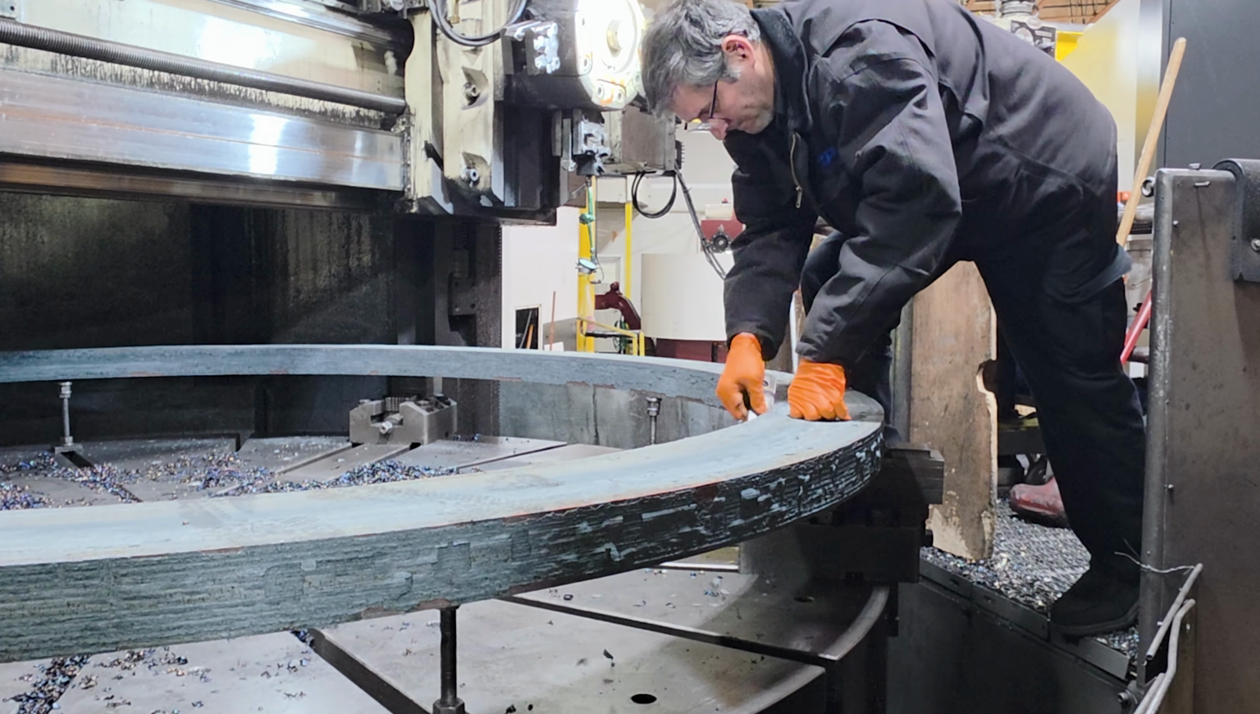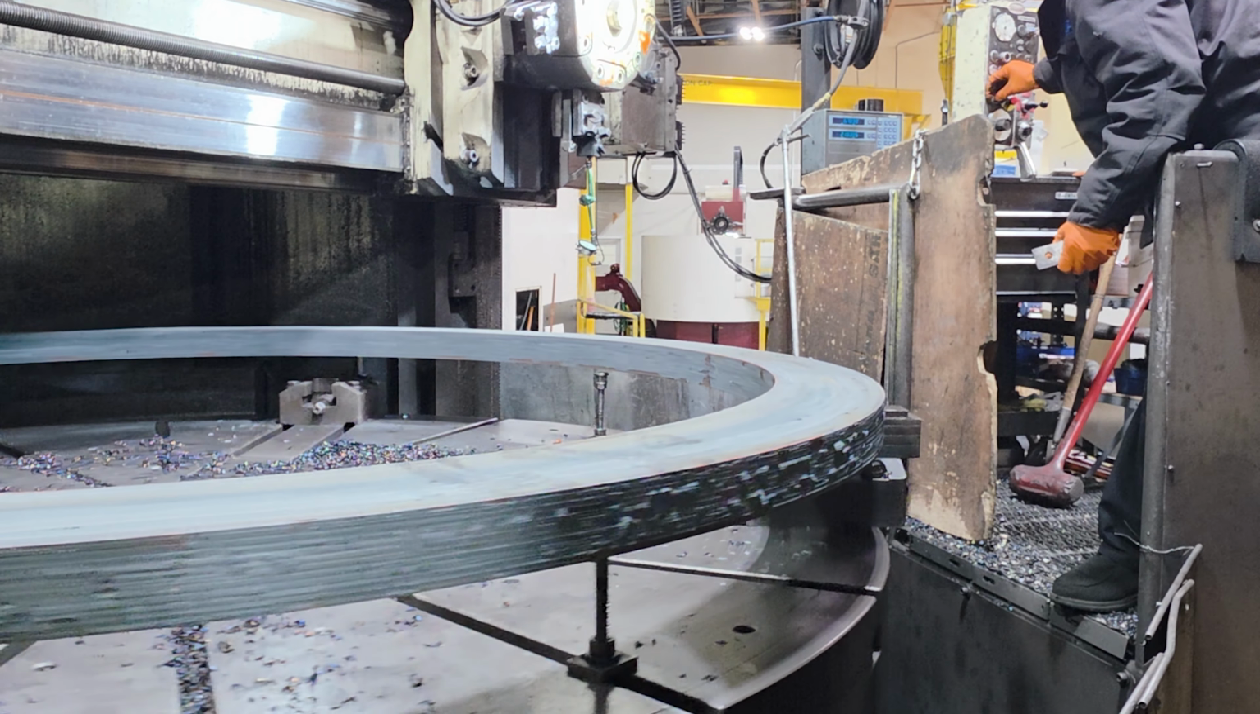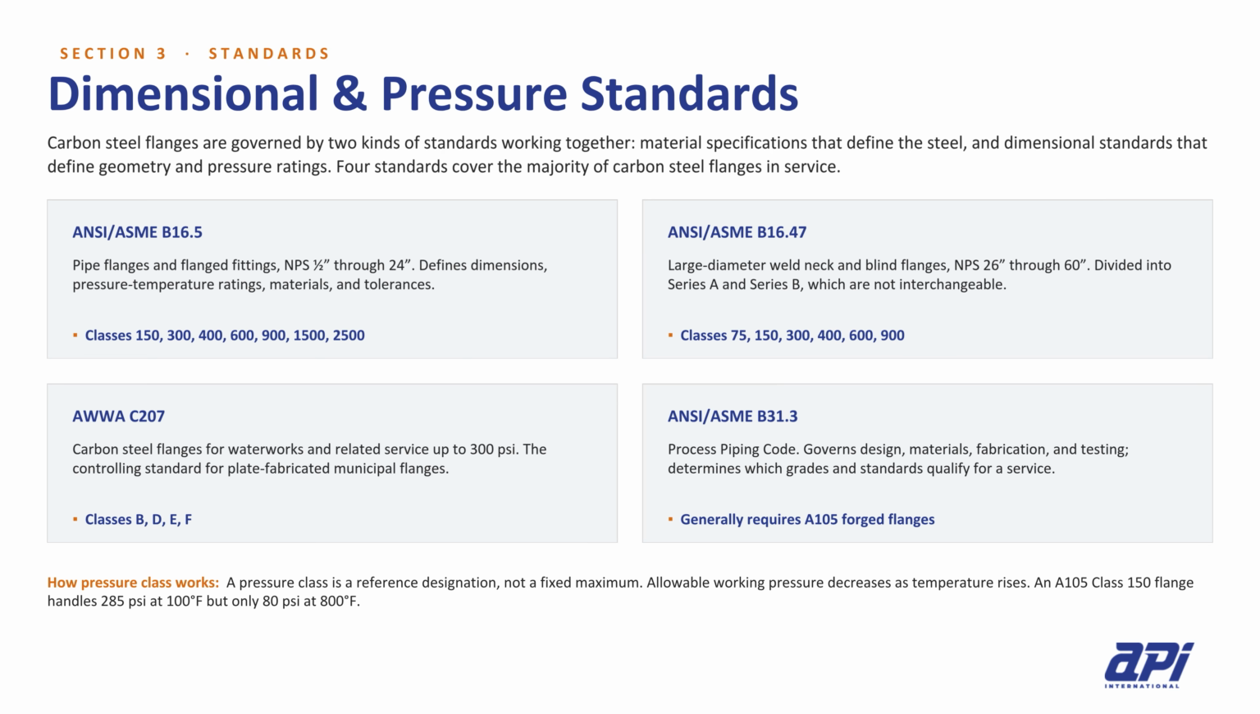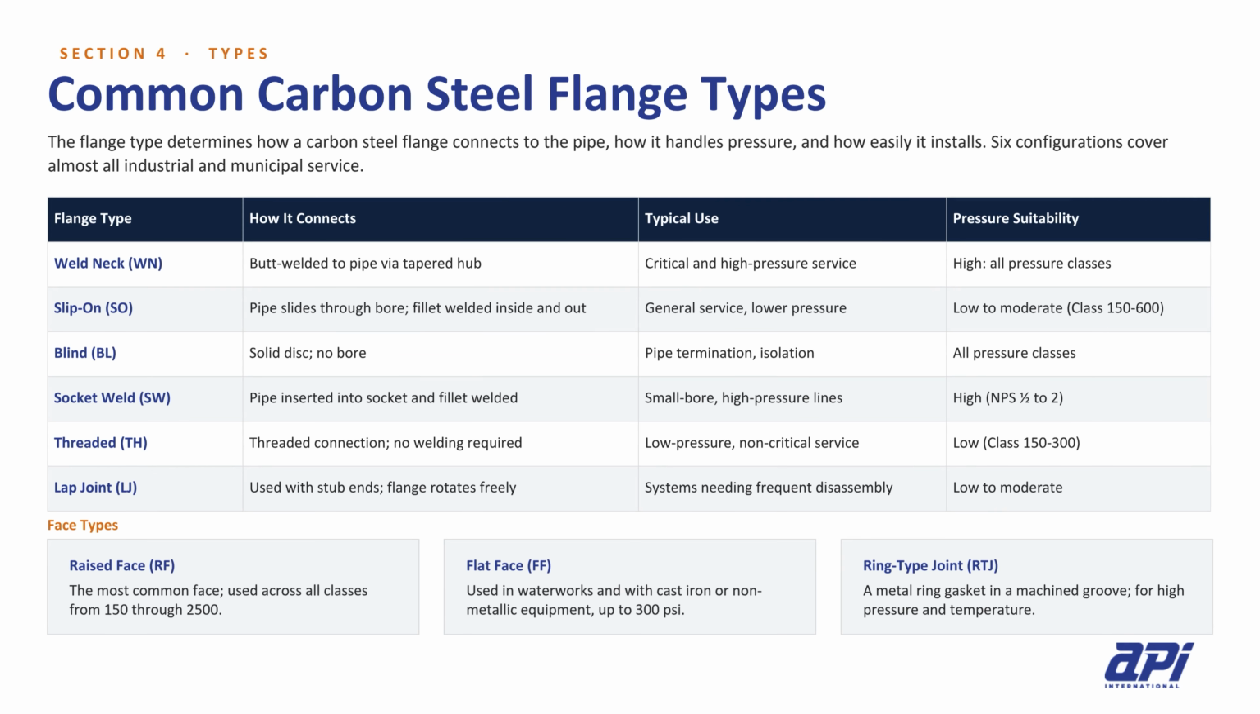The key point to remember is that a pressure class is a reference designation, not a fixed maximum, so the allowable working pressure drops as the temperature rises. The flange type determines how it connects to the pipe, how it handles pressure, and how easily it installs. 6 flange types cover almost all applications.